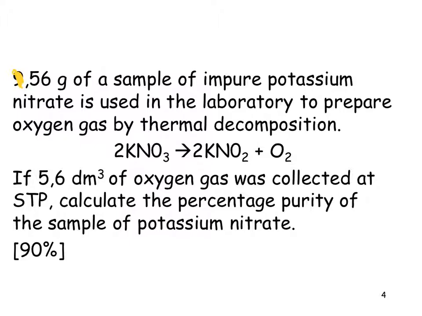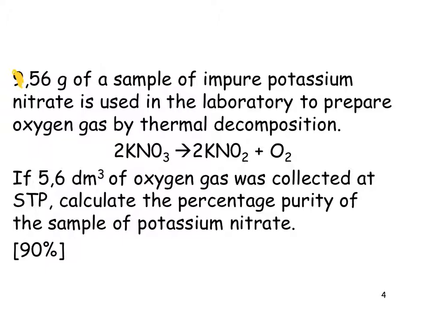is of a sample of impure potassium nitrate is used in the laboratory to prepare oxygen gas. There it's given. This is how much oxygen I make. What is the percentage purity? So what I'm going to do is I'm going to see if I made 5,6 grams of oxygen, how much potassium nitrate did I need to make 5,6? And then I'll see how much of that is actually not necessary.